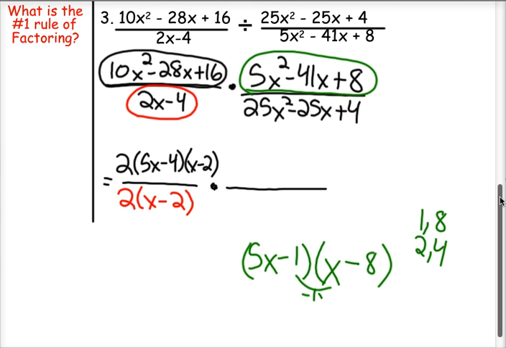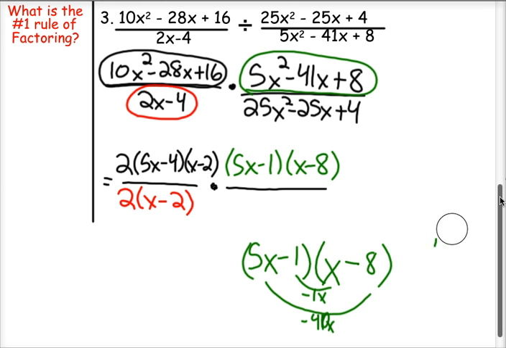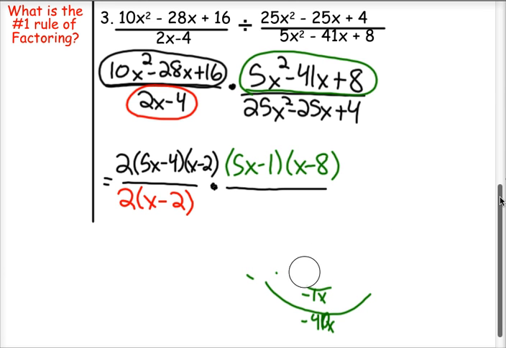Because here you get a negative 1x. This connection, you get a negative 40x. And those combine to the negative 41x that you're looking for. So again, I obviously know the answer offhand. You may have to do some piecing together, but either way, it'll get you to that same answer. So 5x minus 1, x minus 8.